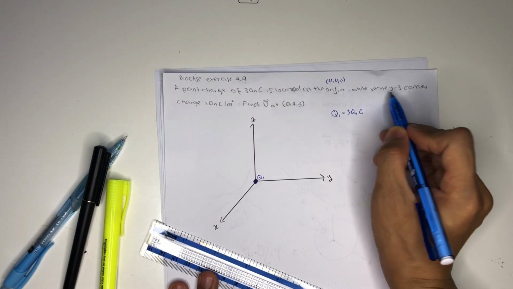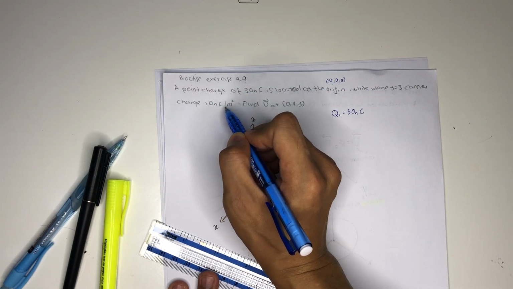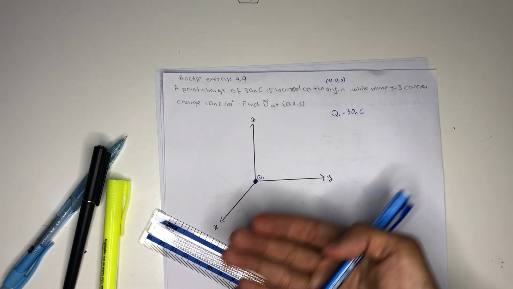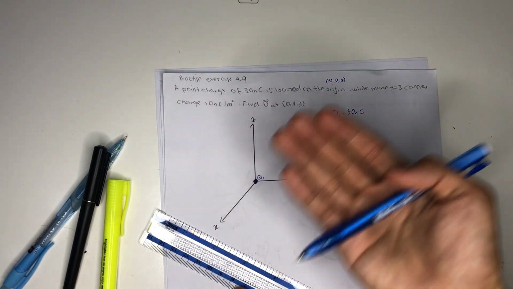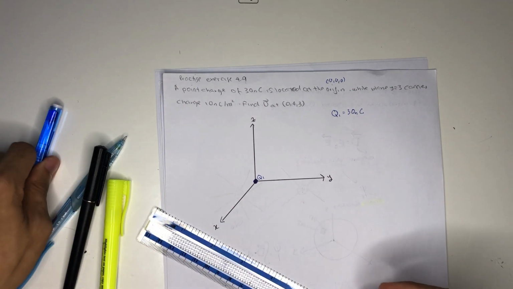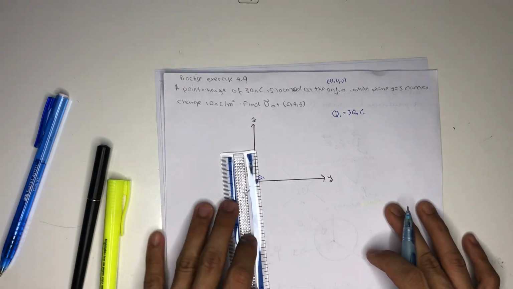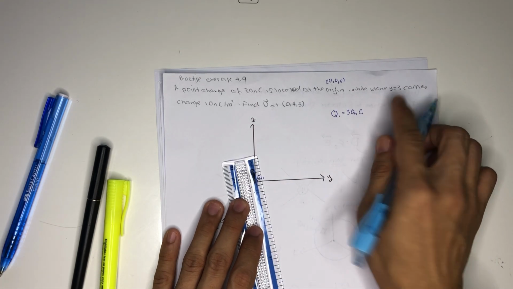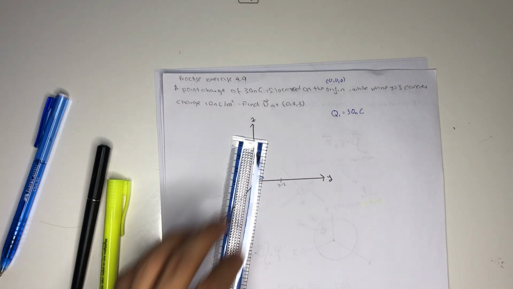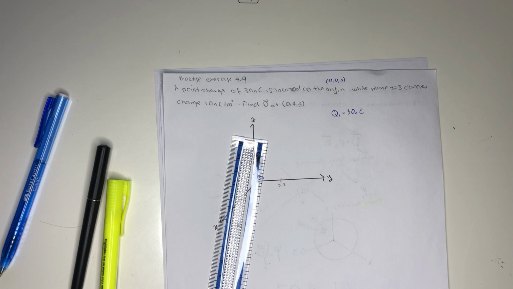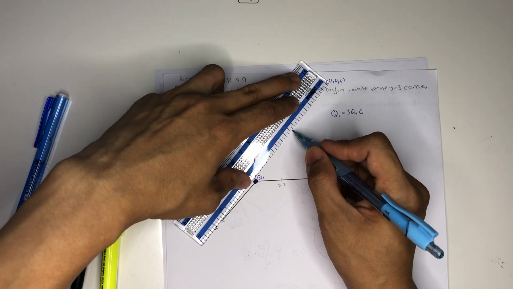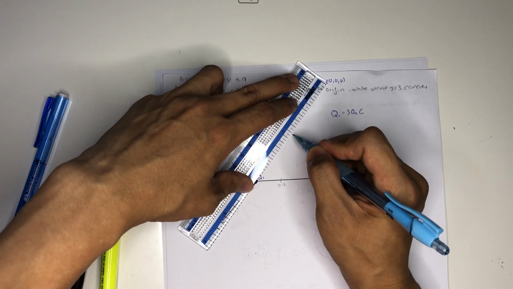Second information, while plane Y equals 3 carries charge 10 nanocoulomb per meter square. Okay, what does it mean by plane Y equals 3? It means in the Y direction, it is always Y equals 3. And it's a plane, meaning it is two-dimensional. So Y equals 3, so we take Y equals 3, for example here. So we draw an area passing through Y equals 3, okay?